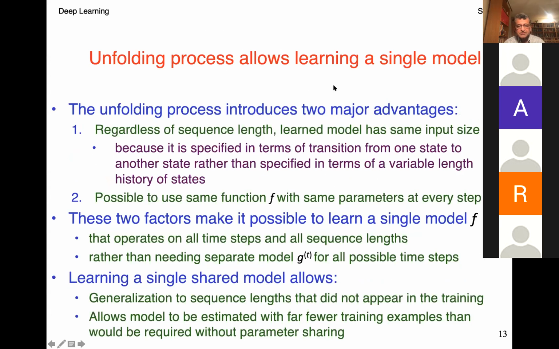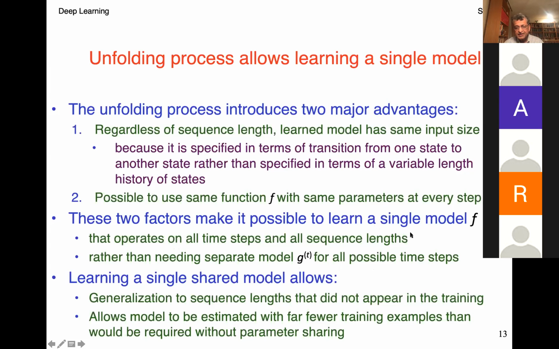So the unfolding process introduces two major advantages. Regardless of sequence length, the learned model has the same input size. And we are using the same function f, the same parameters, at every step. So these two factors make it possible to learn a single model f that operates on all time steps and all sequence lengths, rather than needing a separate model g_t for all possible time steps.